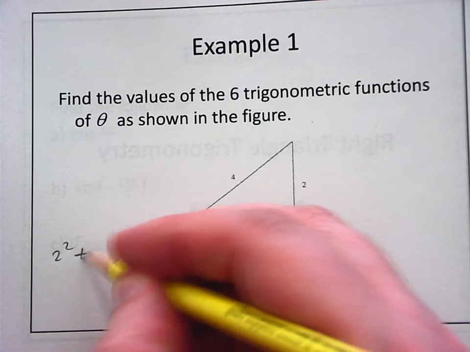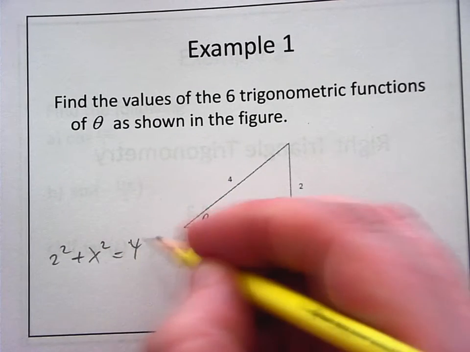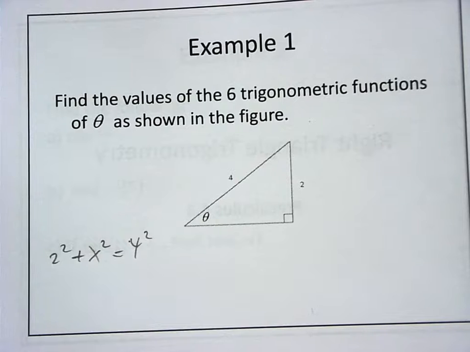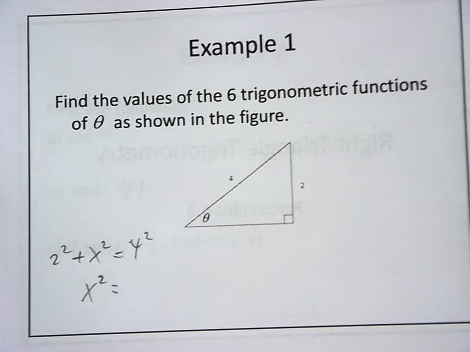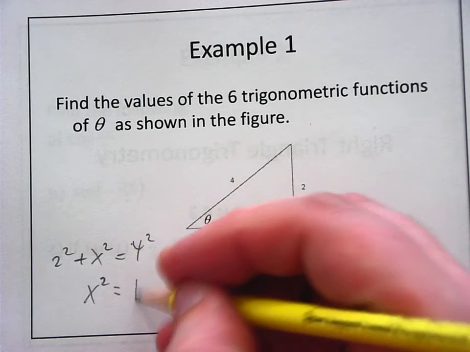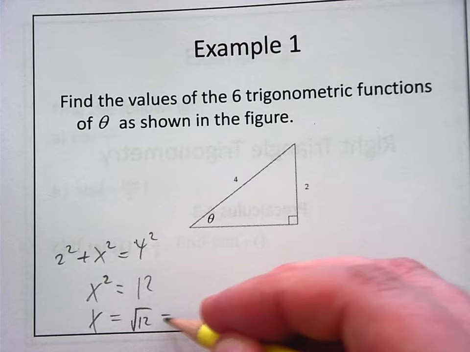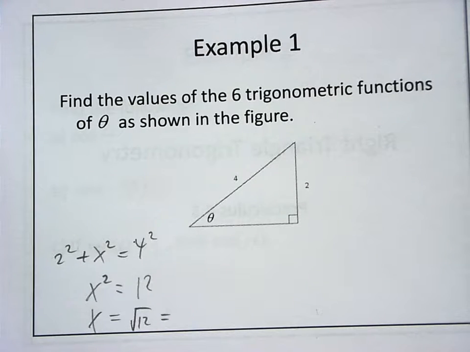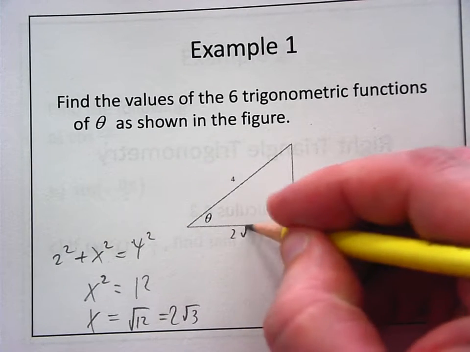Take the legs and square them, the one you know and the one you don't. Add them, and set it equal to the hypotenuse squared. So you end up with x squared is equal to what? You get 16 over here, 4 over here, subtract them, you get 12. So when you square root that, what does square root of 12 simplify to? 2 root 3, yep. So that's what goes up here.